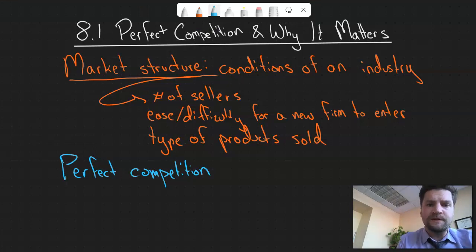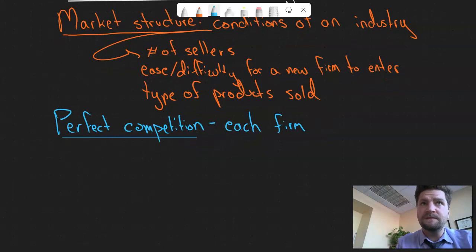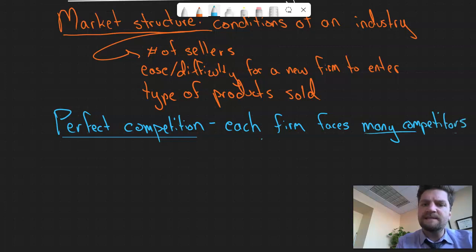Perfect competition is defined primarily by the fact that each firm, and remember, a firm is just any organization that creates an output from inputs, so businesses, nonprofits, and so forth, faces many competitors that sell identical products.